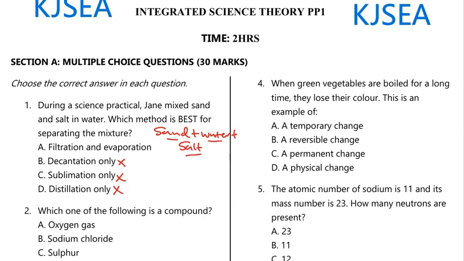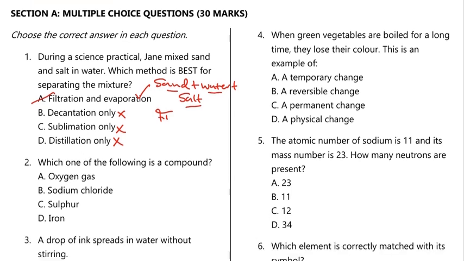We can filter. If we filter, we are going to get water and salt as filtrate and sand as residue. And then after getting our filtrate of water and salt, we can evaporate to obtain salt. So we have A as the right choice, filtration and evaporation.